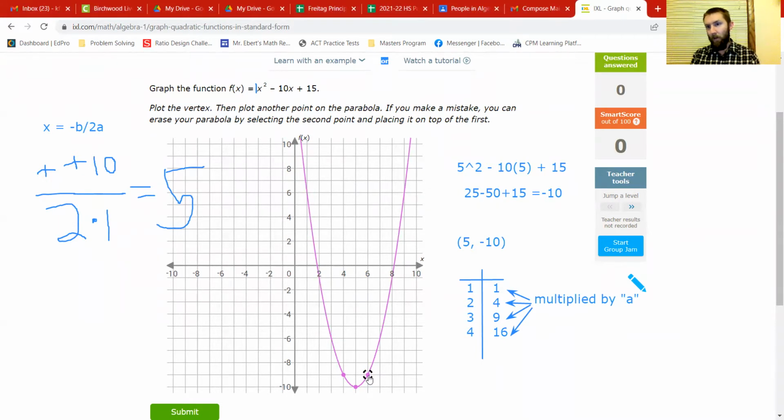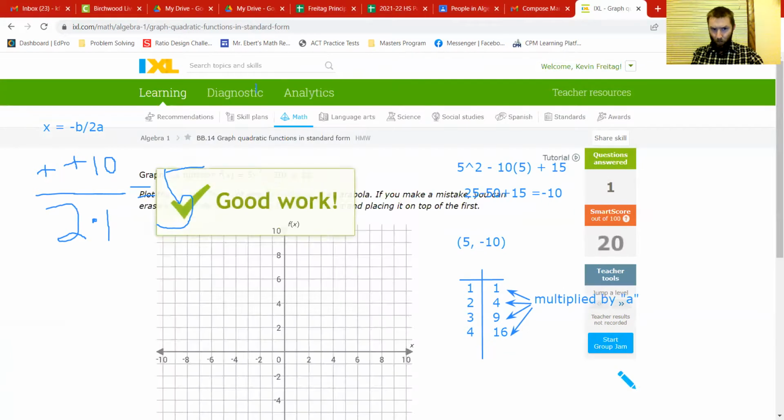Over 1, up 1. Why am I going up 1? Honestly, it's because of the a value. The a value is 1, which means over 1, up 1. So I'm done. I plotted the vertex using my formula and plugging the x value in. Then I used my over and up idea. Going over 1, I'm supposed to go up 1. Multiplying it didn't change it here. So I will submit. Good work.